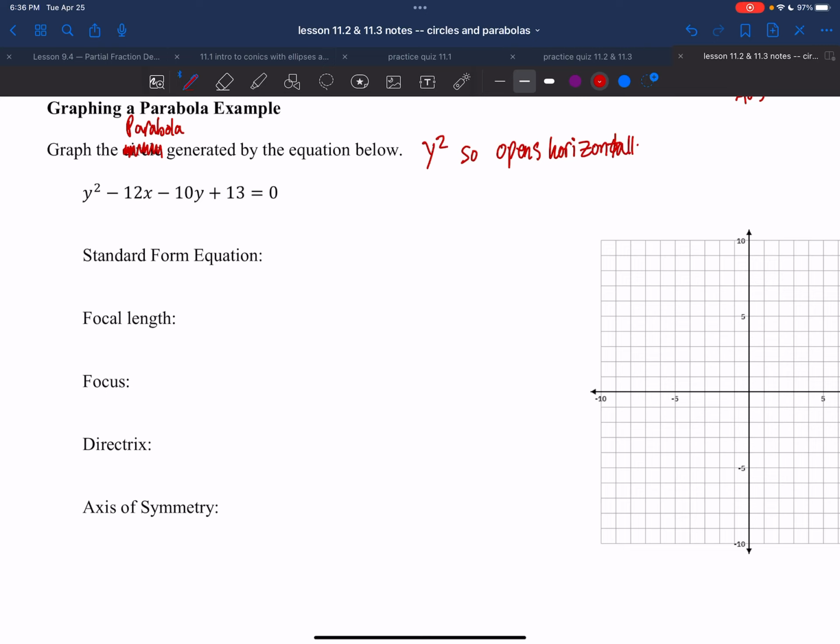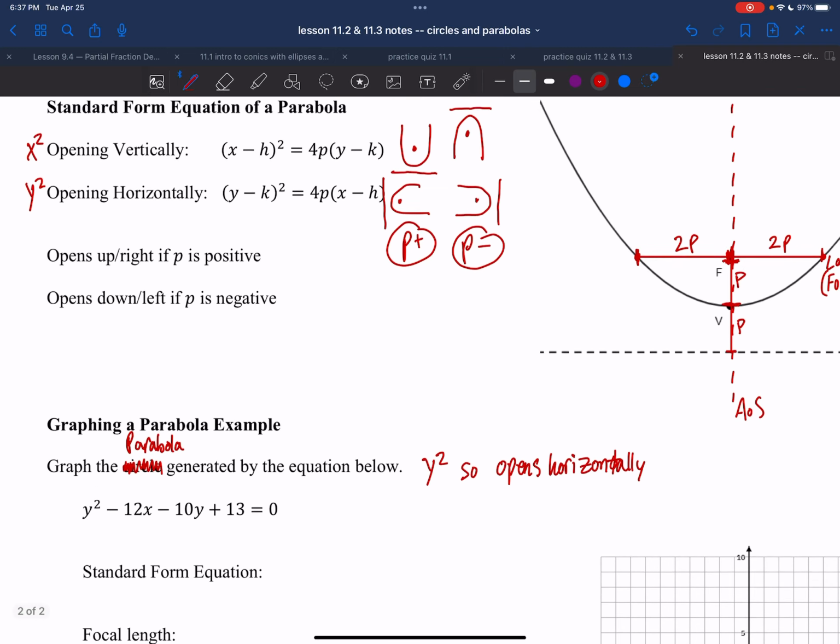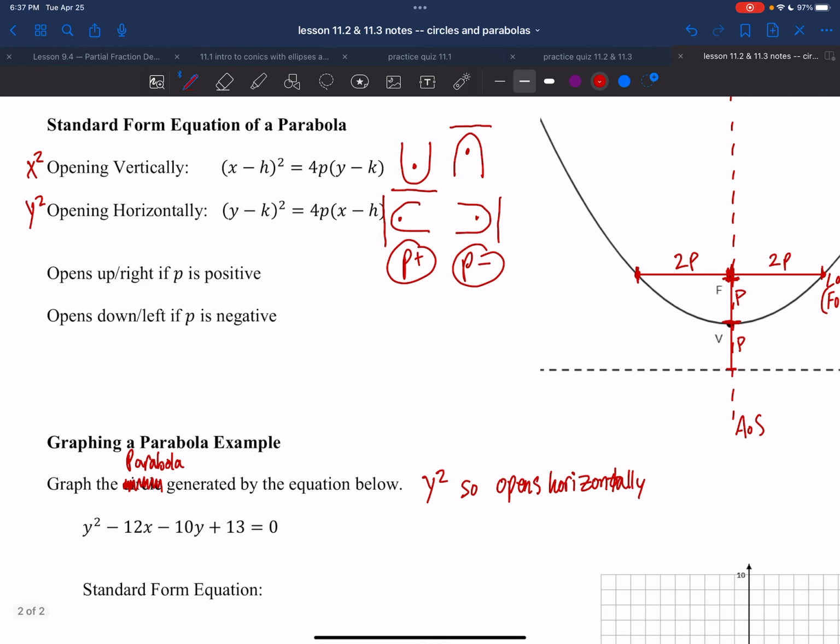So it's going to open left and right. I don't know whether it's right or left. I kind of have to figure out the x's and all that business, right? Now, if I look at my equation here, this fella, y minus k squared is isolated. So the y's are on the left side and the x's are on the right side.